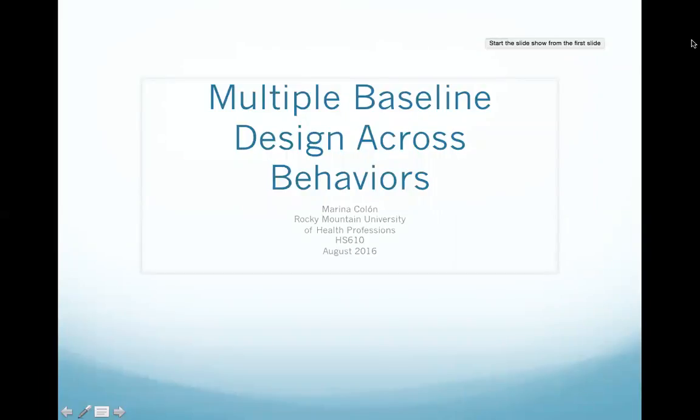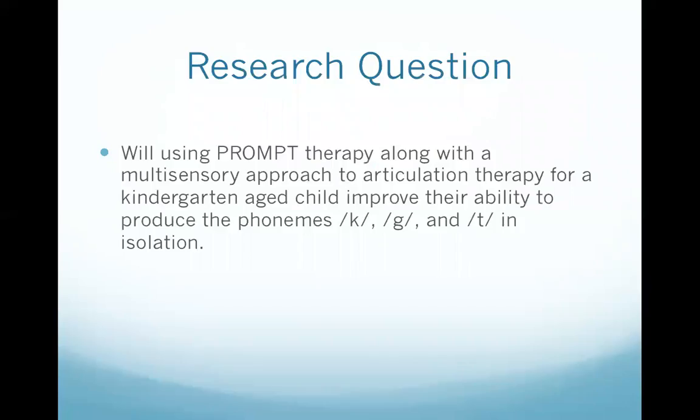Hi everyone, I'm Marina Colon and I'm going to be reviewing assignment 2, which is multiple baseline design across behaviors. My research question is, will using prompt therapy along with a multisensory approach to articulation therapy for a kindergarten-aged child improve their ability to produce the phonemes k, g, and t in isolation?